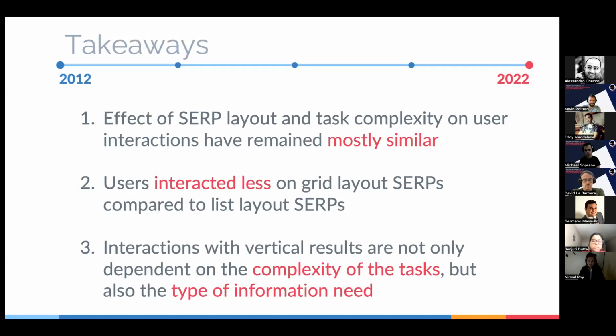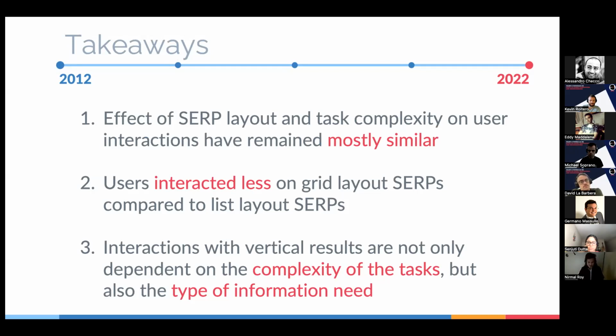So in summary, we observed from our reproducibility work that the effect of SERP layout and task complexity on user interactions have remained mostly similar. However, the differences in observations from the 2 studies also have design implications. Firstly, the fact that users interacted less with grid layout SERP compared to list layout SERP might indicate that introducing new layouts, which users are not used to, might lead to a decrease in user interactions.